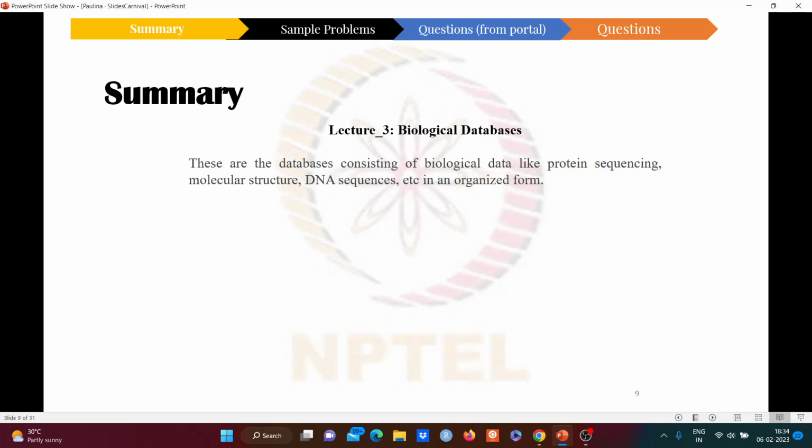So the final lecture corresponds to biological databases. These are databases consisting of biological data like protein sequences, molecular structures, DNA sequences, etc., in an organized format. Can anyone tell me what is the role or need of a database, or the general features of a database?